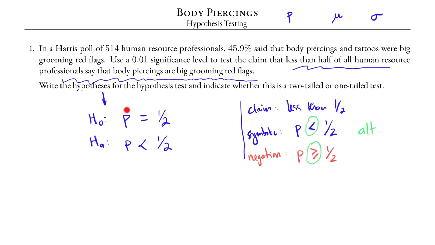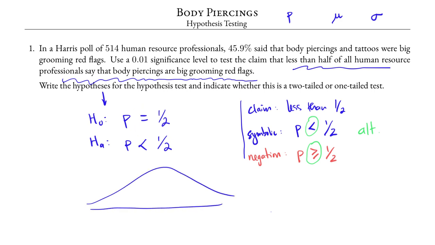And we use the lowercase p in this case because this is the test for the proportion. And the null value 1/2 is also the same for both the null and the alternative hypothesis. This value comes from the claim itself, less than half. The value is 1/2 here. The null hypothesis is again the statement of indifference, so it always has the equal sign.